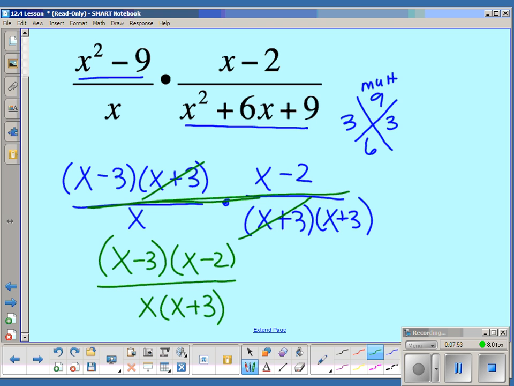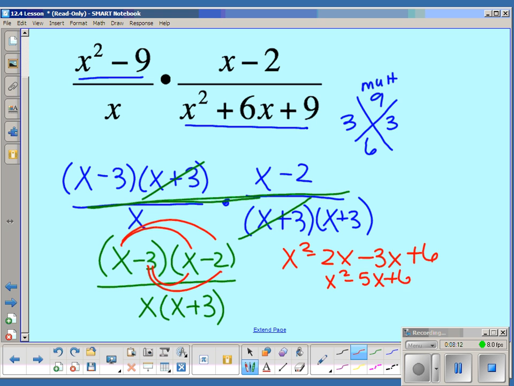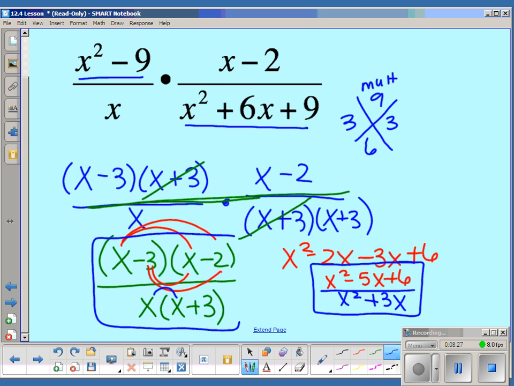Now you can stop there if you want. If you wanted to distribute and FOIL, you can. So I'm going to FOIL it real quick. I get x squared on top minus 2x minus 3x plus 6, which is the same thing as x squared minus 5x plus 6. And on the bottom, when I distribute, I just get x squared and a 3x. You don't have to do that extra step. That would be the final simplified answer, but this answer right here is also just fine.